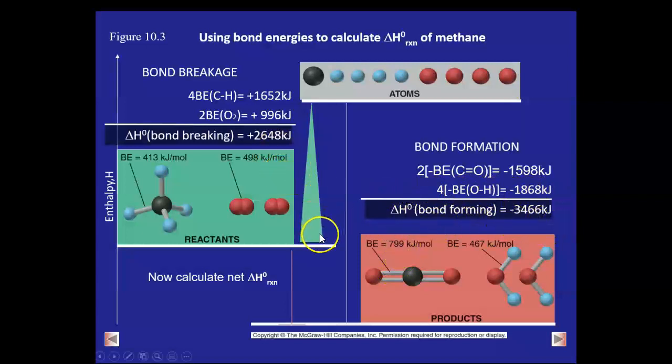So you're going up here, you're going down here. And you're actually going to add these two numbers, 2648 plus, and then you subtract 3466, and of course that's going to give you a negative number in the vicinity of 1,000 kilojoules per mole.